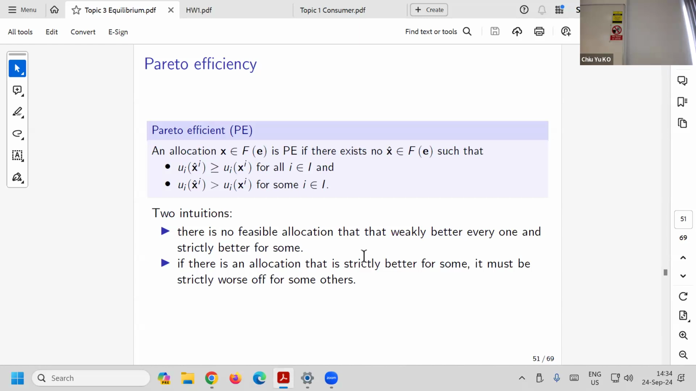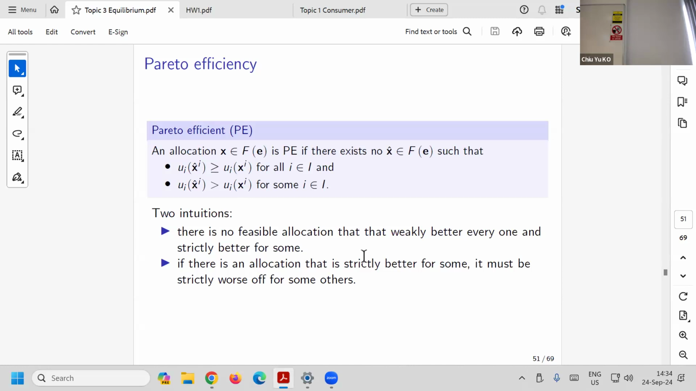It's the weakest efficiency concept. If you have to improve someone at the expense of others, then I don't know how to trade off; you need to tell me the trade-off. But if everyone can unanimously improve, that is a good thing we should do. Pareto efficient means there's no way to improve everyone. If improving someone means someone else has to be worse off, then it is Pareto efficient.